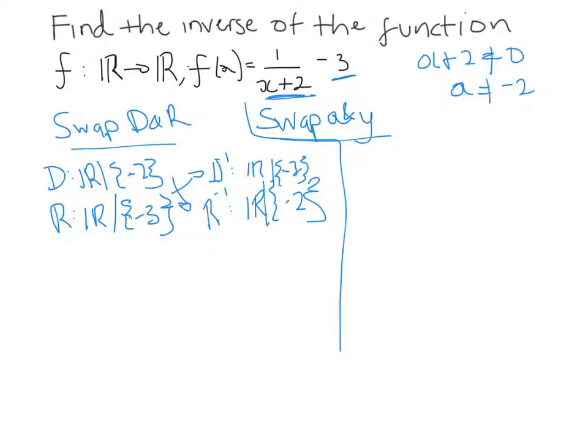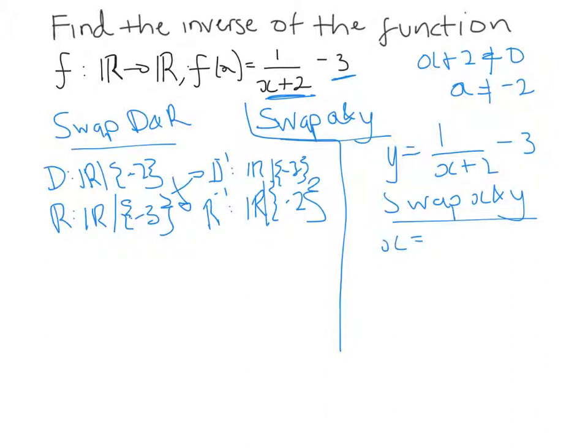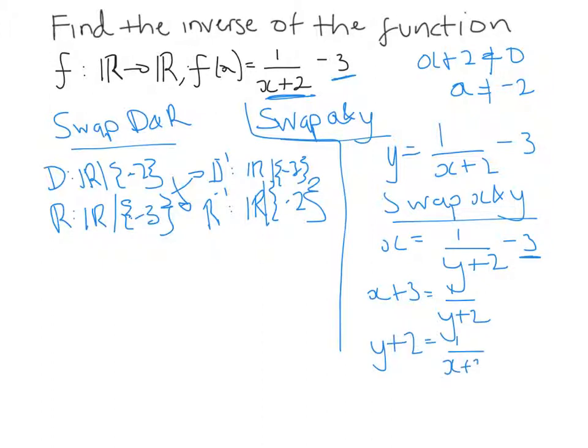Now let's see. Our original graph is y is equal to 1 over x plus 2, minus 3. So if this is our original and we swap x and y, we'll have x is equal to 1 over y plus 2, minus 3. Now we'll take this minus 3 across to the other side, so we have x plus 3, and then we'll swap these two about, so that will come up there and that will go down there.